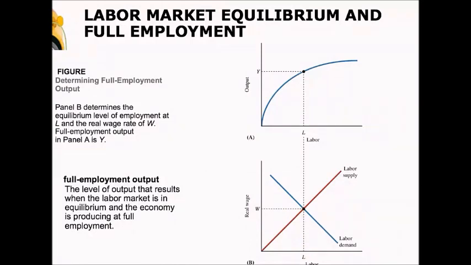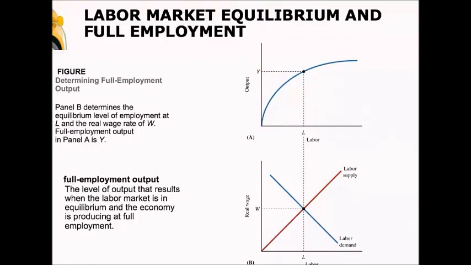Now when we stack these two graphs on top of each other, we can do this because the same variable is on the horizontal axis. So if the labor market is telling us at equilibrium we're going to use L units of labor, that same amount of labor is the input to the production function, and that tells us how much output is being produced.